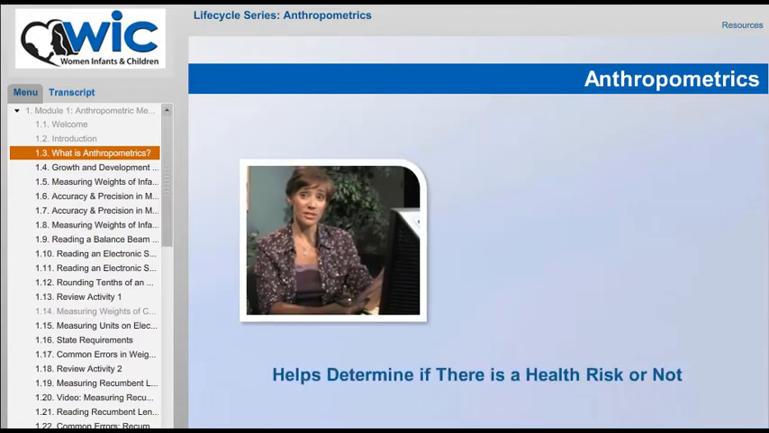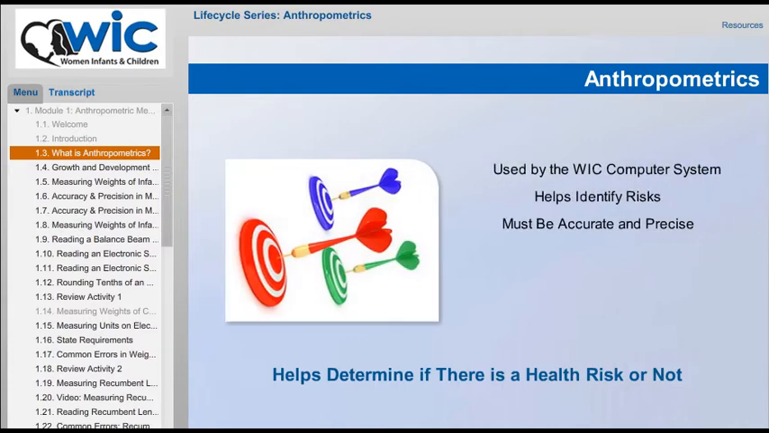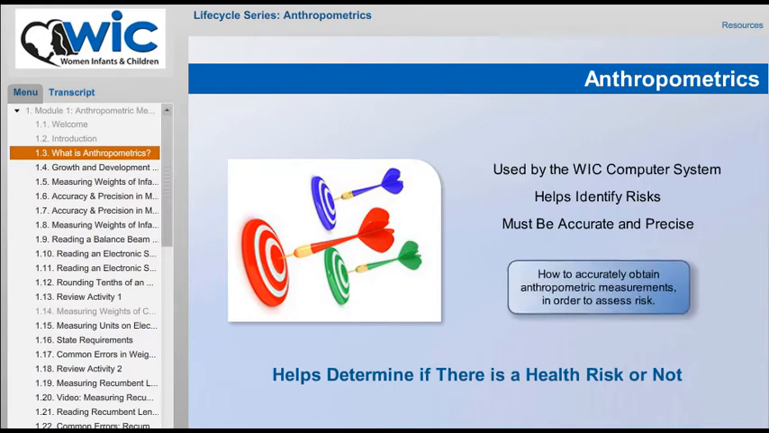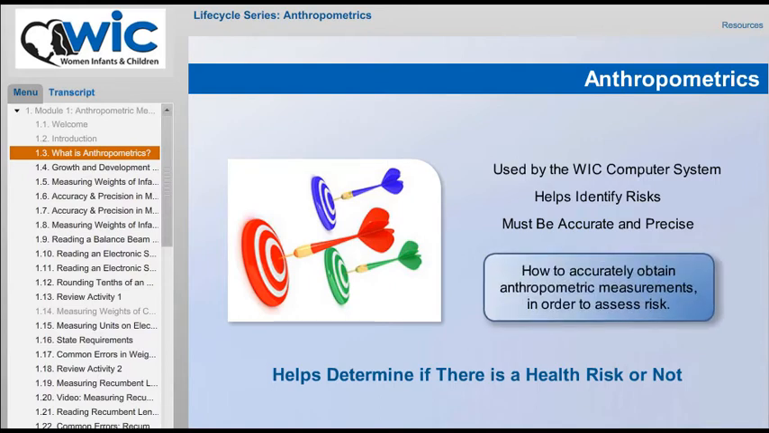Since these measurements are used by the WIC computer system to help identify risks, accuracy and precision are extremely important. That's what this lesson is all about, how to accurately obtain anthropometric measurements in order to assess risk. Let's begin this lesson by learning about the 4 factors that affect growth and development.